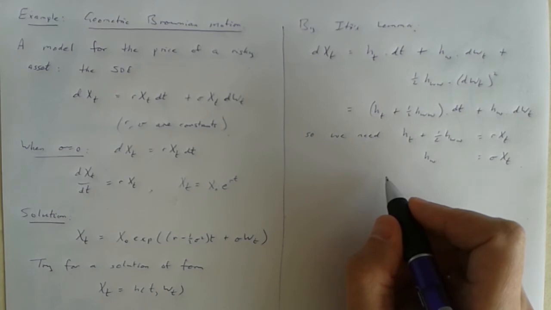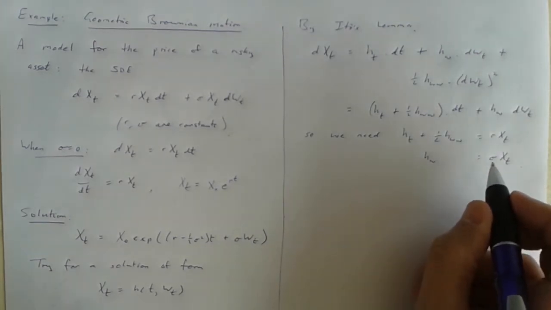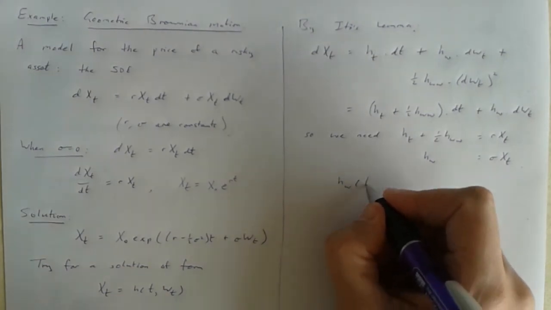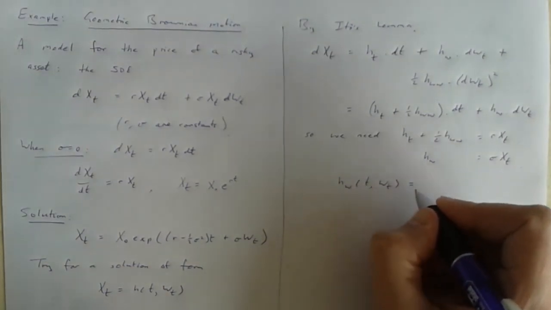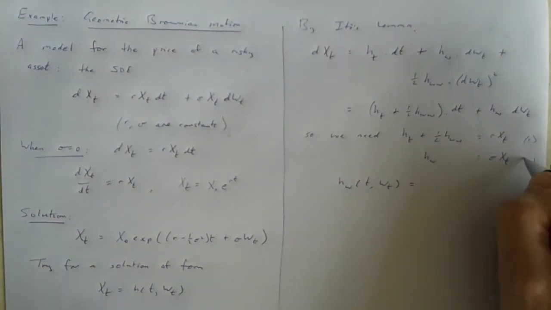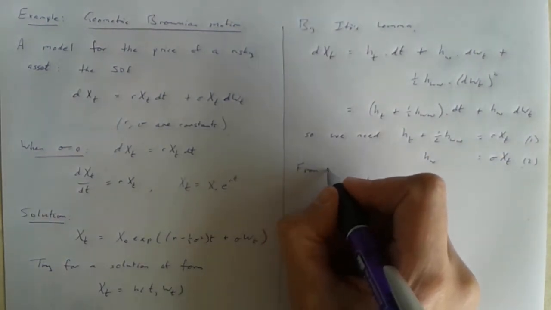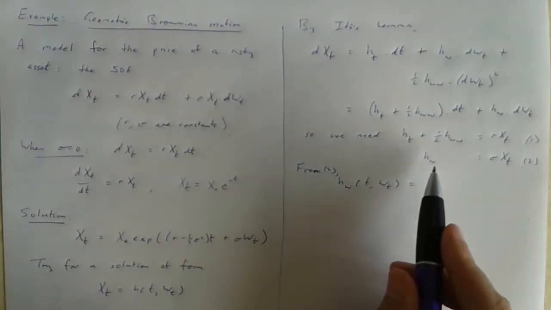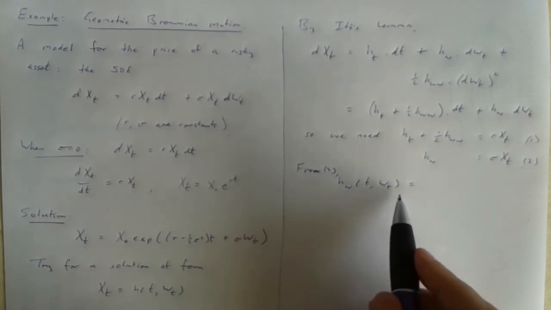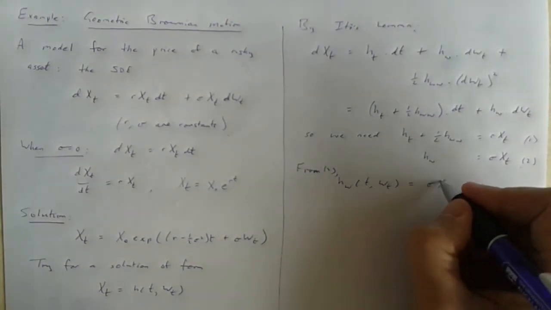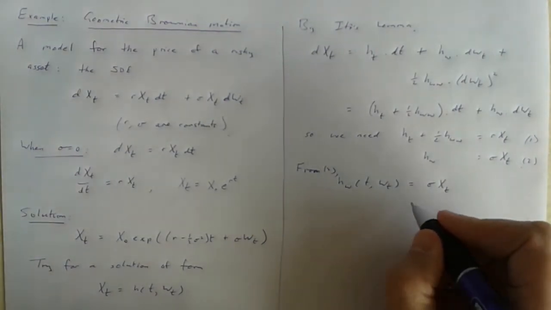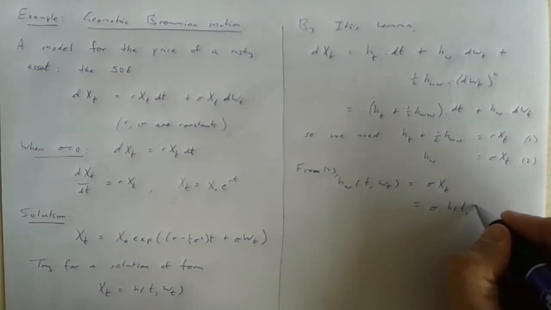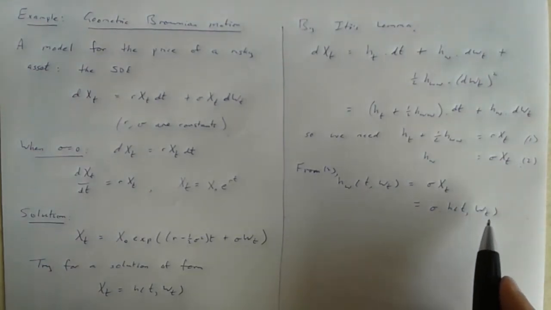So, alright, let's take the second one first because it looks a bit simpler. What we need is, I'll call this 1 and this 2. So from equation 2, the hw, now I will put in the t and the Wt, must be equal to sigma Xt. That's to say, it must be equal to sigma times h of t and Wt.